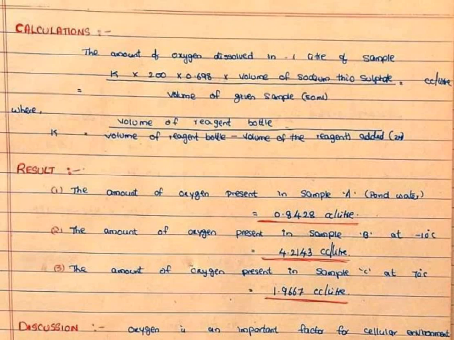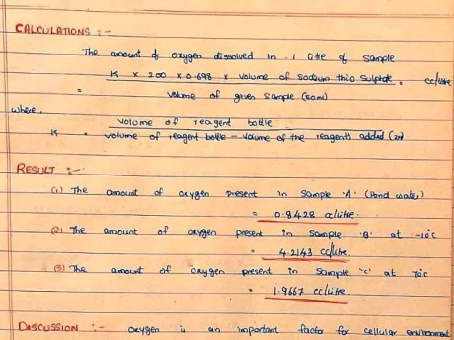Write in the line below, where K is equal to volume of reagent bottle by volume of reagent bottle minus volume of the reagents added.